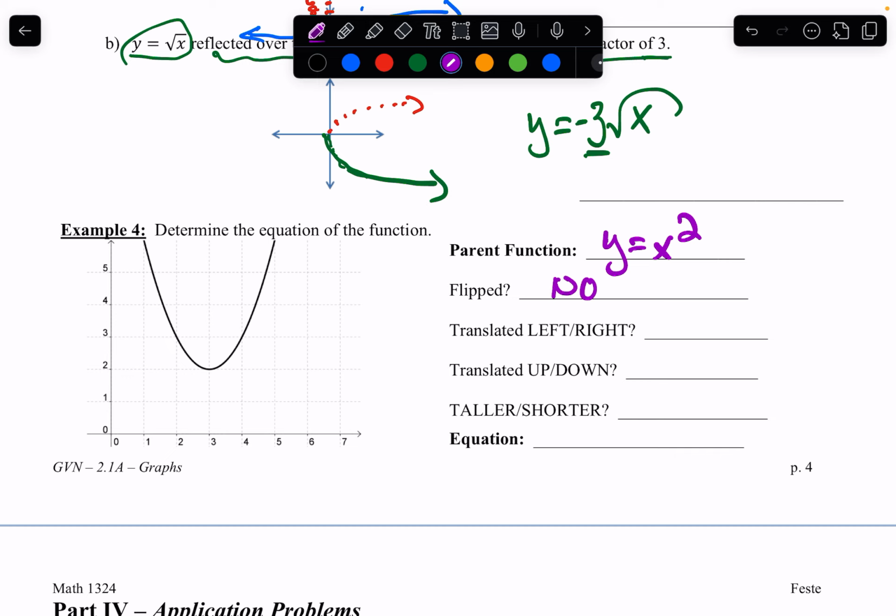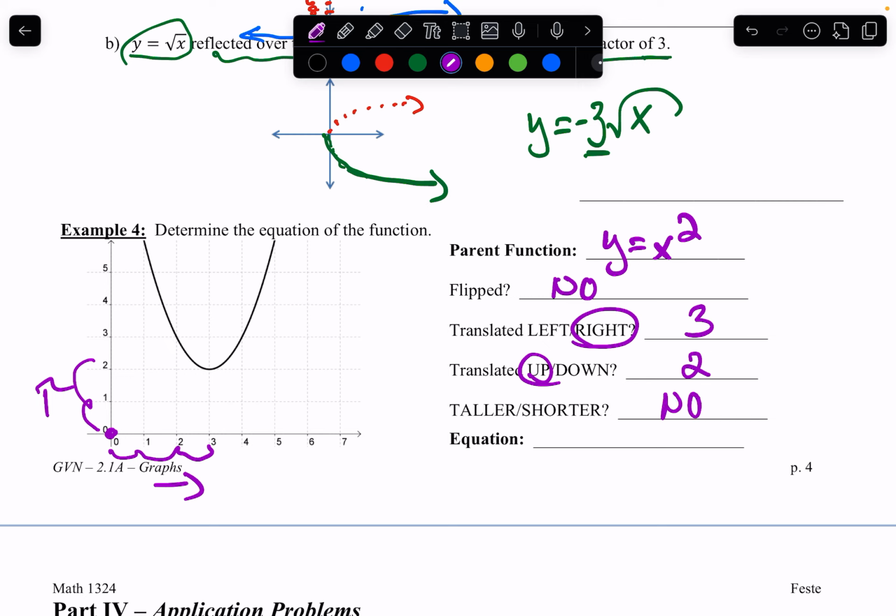Well, if we think about the quadratic function, it starts from 0, 0. This one is 1, 2, 3 to the right, sorry, 3 to the right. And is it translated up or down? Well, yes, it is going 1, 2 up. Is it taller or shorter? No, it is not.